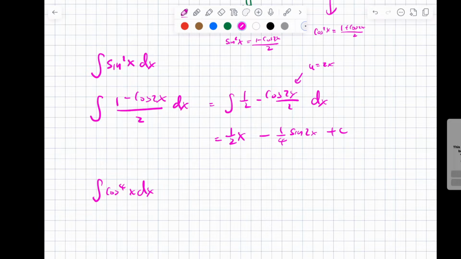If you integrate cosine of 2x, it's equal to sine of 2x, right? Is that okay?